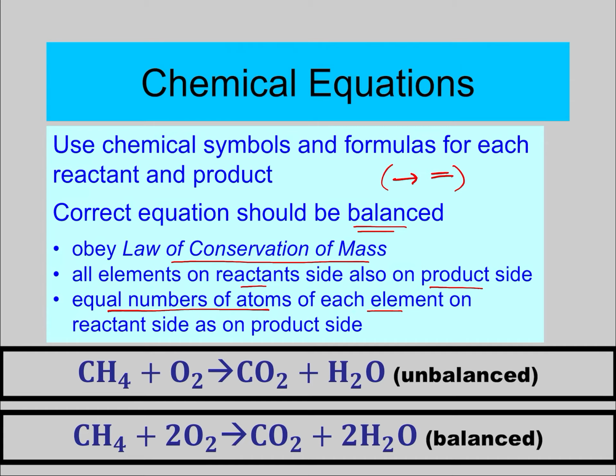So here's an example of an unbalanced equation. I have 1 carbon, so that's good. I have 4 hydrogens, but I only have 2 hydrogens on the right, because the 4 tells me there are 4 hydrogens, the 2 tells me there are 2 hydrogens. So my hydrogens are not balanced.